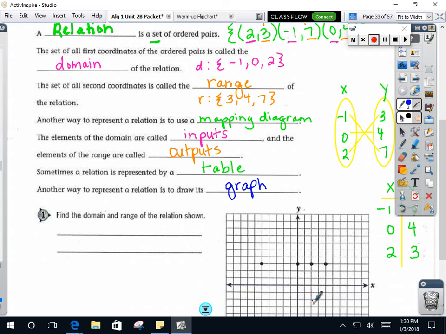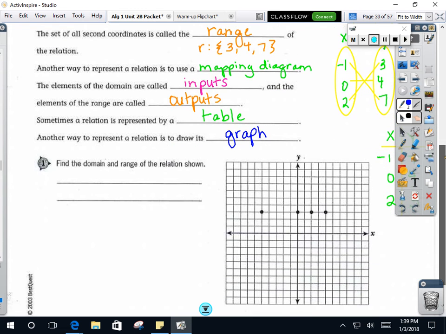Are there any questions so far about what a relation is and how it can be represented? Okay, so when I ask you for domain, you're looking for what? The x values. When I ask you for range, you're looking for the y. X values can also be called inputs, and y values can also be called outputs.